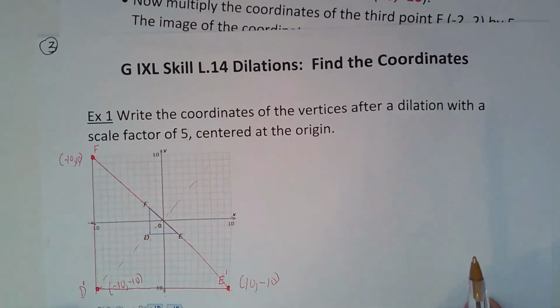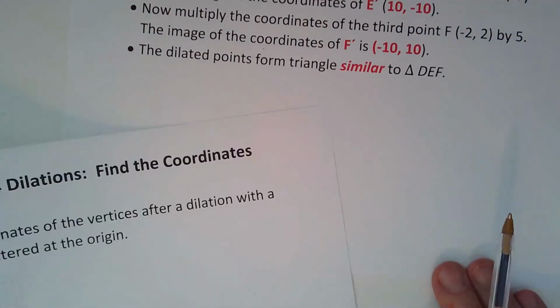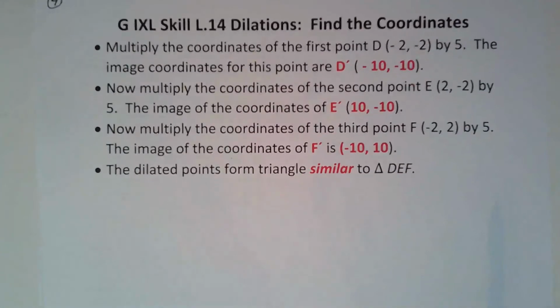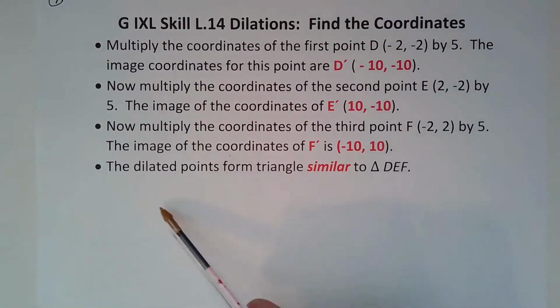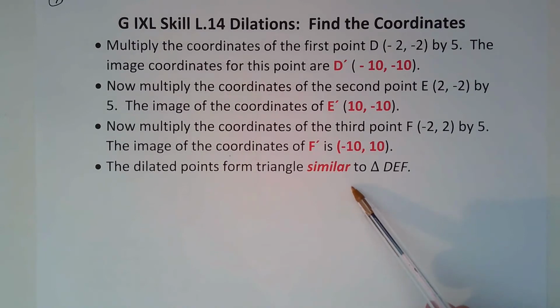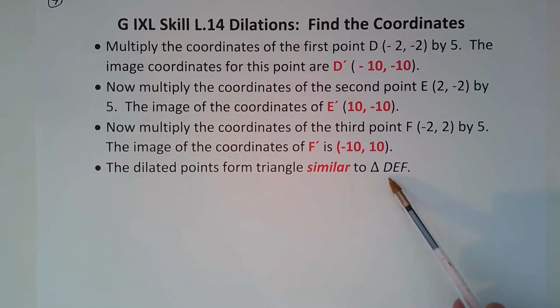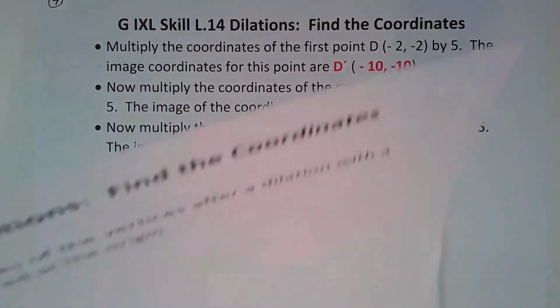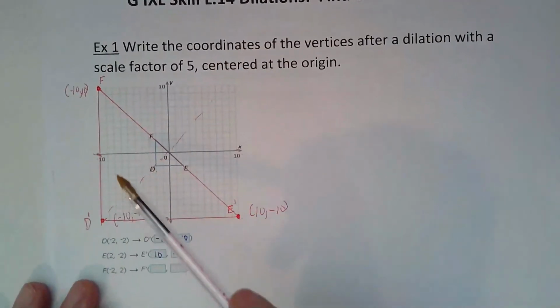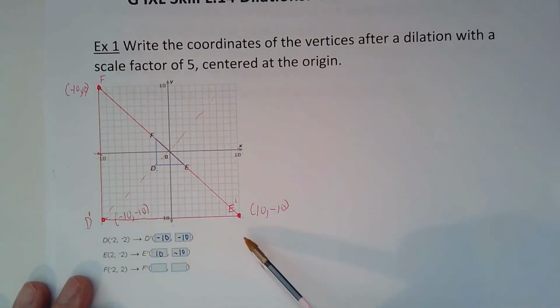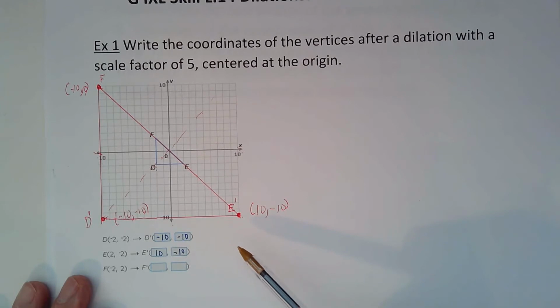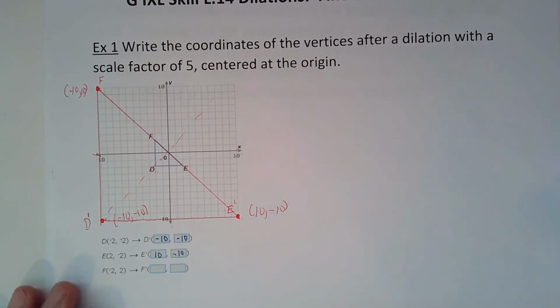All right. So I've given you the basics, and as I said, this is similarity. The dilated points form a triangle similar to triangle DEF, and that would be this triangle D prime, E prime, F prime, the bigger one that I made that went through it.